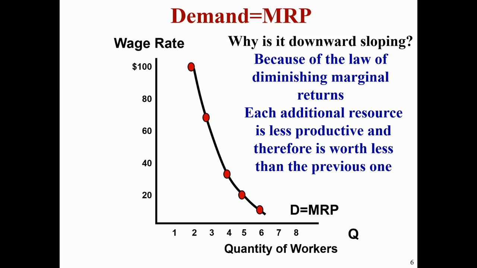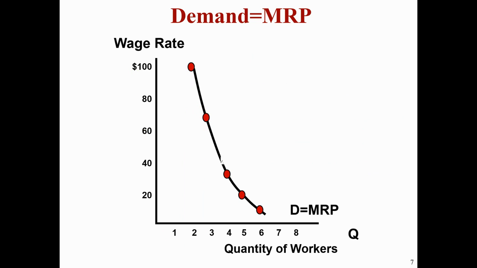Also important to understand from this downward slope is that each additional resource I get, and remember, I'm talking about resources, but this graph also applies to land and capital, not only labor, each additional resource actually generates less additional product. That's why it's downward sloping as well.